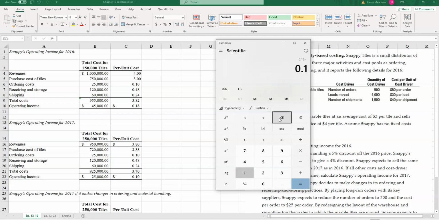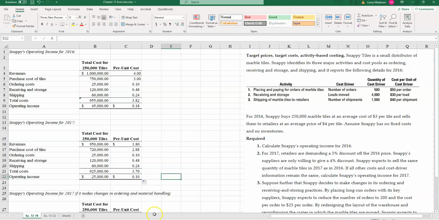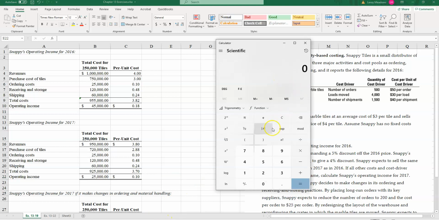0.18 minus 0.10, 8 cents divided by 0.18. So our operating income has dropped 44, almost 45%. So we have a problem here. And now, since my operating income's dropped 45%, what am I going to do? I need to find some adjustments here. So let's take a look at requirement 3.